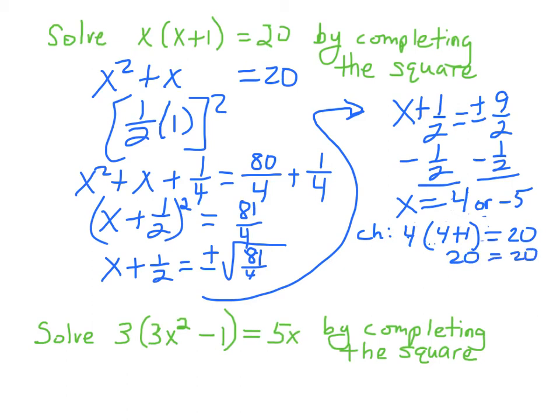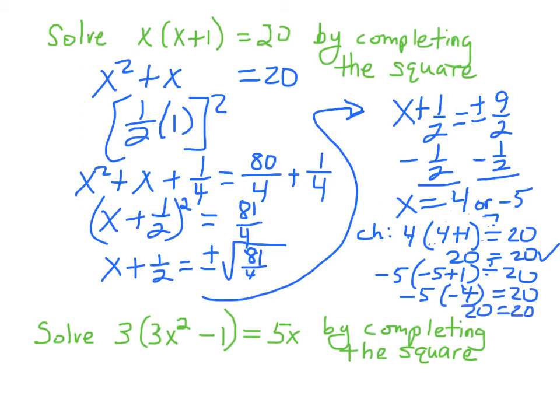Now let's try negative 5. Negative 5 times negative 5 plus 1. Does that also equal 20? Well, that's negative 5 times negative 4. And that does equal positive 20. So 20 equals 20. So those are good solutions.